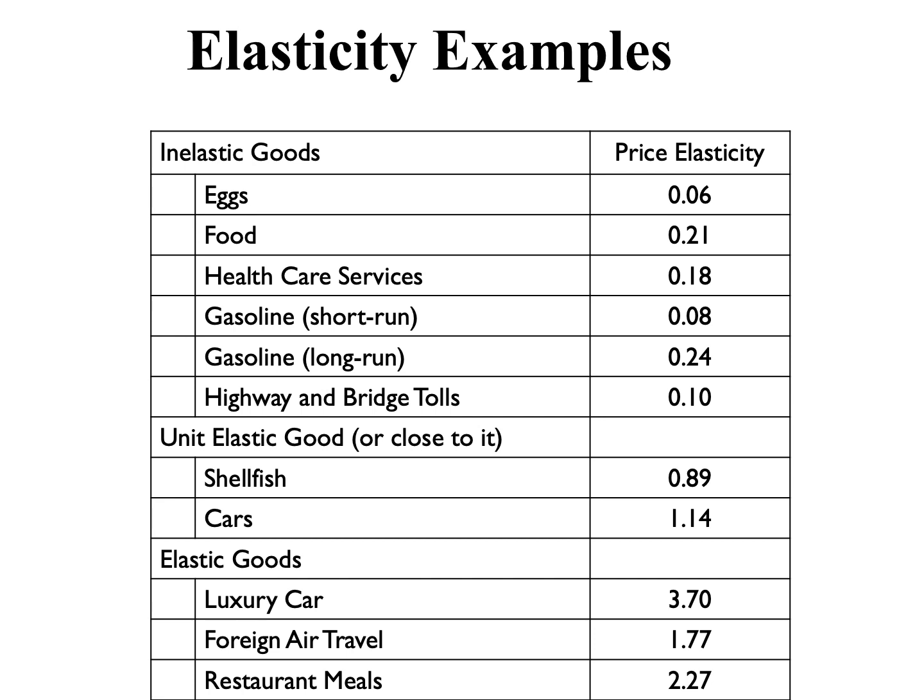Unit elastic means the percentage change in price is equal to the percentage change in quantity demanded. We have two goods in this category, shellfish and cars. Elastic goods would be luxury cars, where you have a very big change in quantity demanded as a result of a change in price, foreign air travel, and restaurant meals, which tend to be highly elastic goods. This calculation also helps us decide whether goods are normal goods or inferior goods, which we'll do in a later slide. So please come back for part 2 of this lecture on the price elasticity of supply.